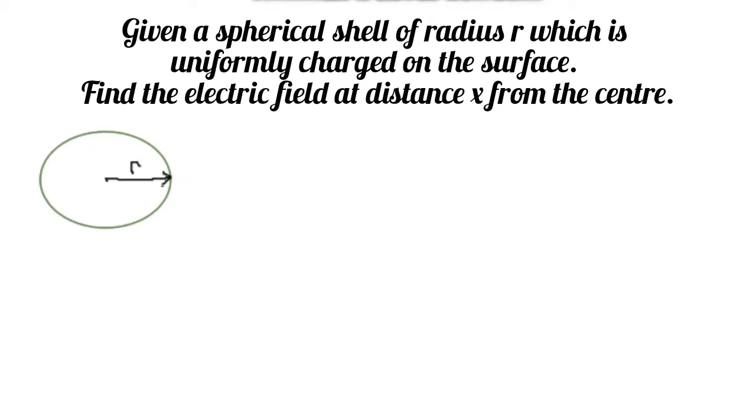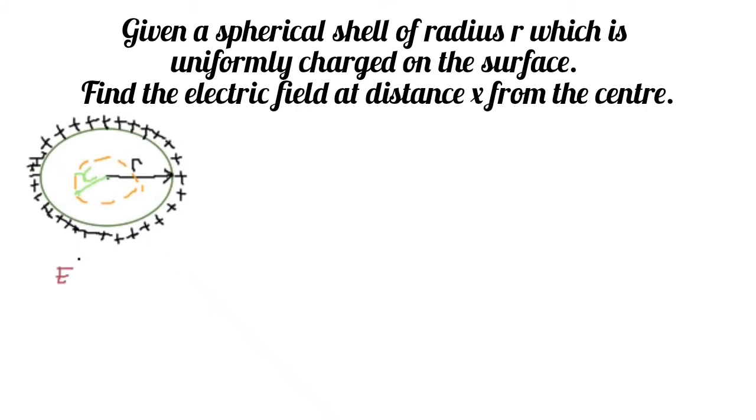If this is the shell of radius r and this is the charge on the surface, let's say our x is somewhere here. To find the electric field, first draw a spherical Gaussian surface at x. The object doesn't have length, so we're going to use spherical. Next, EA is equal to the charge enclosed over epsilon naught. Our area is the area of the spherical Gaussian surface, which is 4 pi x squared. But what is our charge enclosed? Notice the Gaussian surface does not enclose any charge, so our charge enclosed is 0. Therefore, electric field is also 0.